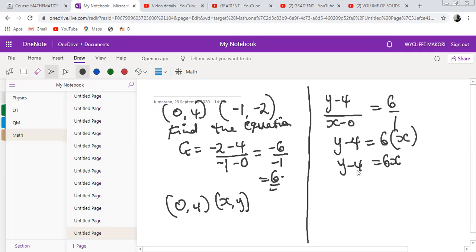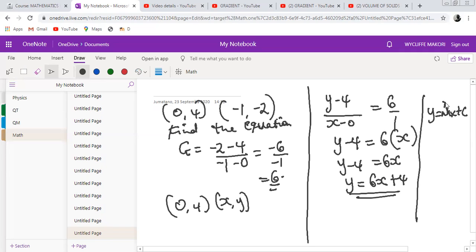Let us take negative 4 to the other side. So y would be equal to 6x plus 4. And that is your equation. The point I want to emphasize is this. We said the equation of a line is given by y is equals to mx plus c, where this value that is next to x is the gradient, and this one, it is the y-intercept. So the value that you are going to get next to x here should always be the same as the gradient that you obtained. Like, for example, here, y is equals to 6x plus 4.